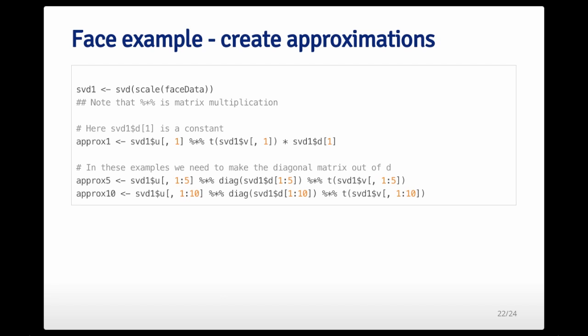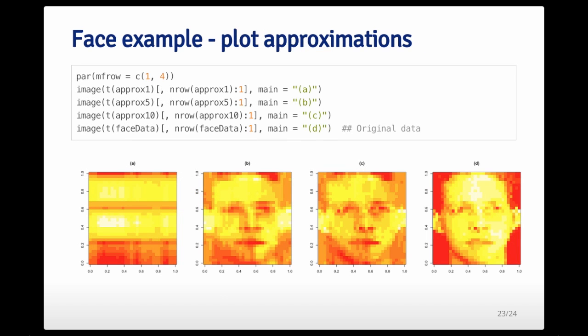So we can take a look at that. The idea is that we're going to use a little bit of matrix multiplication to create an approximation to this face that uses fewer components than the original data set. Here I'm creating one that just uses the first singular vector, one that takes the first 5 altogether, and another that takes the first 10. Now we can take a look at what this approximation looks like. The first image here, on the left, uses just a single singular vector, and you can see that it's not a pretty picture, so to speak.